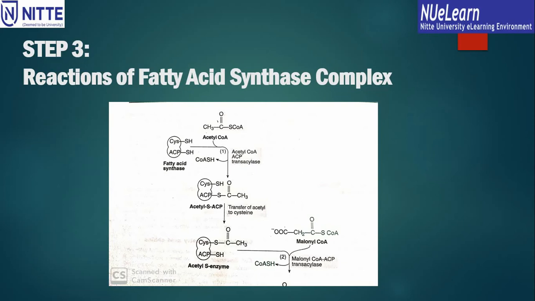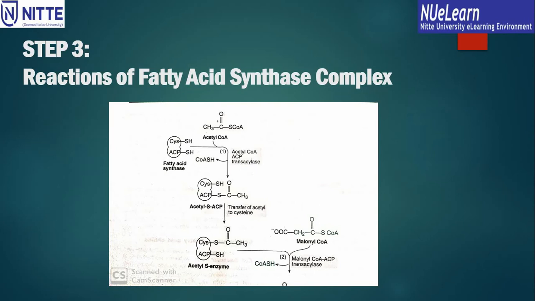4'-phosphopantetheine. Fatty acid synthase complex, as you can see in the first slide itself, has two active SH groups. One SH group is of the 4'-phosphopantetheine moiety of ACP, and another SH group is of the cysteine residue of the enzyme ketoacyl synthase. Both these SH groups participate in fatty acid biosynthesis.